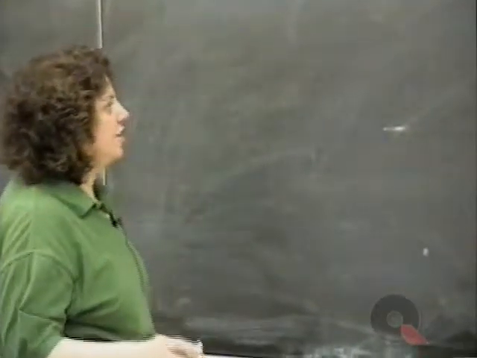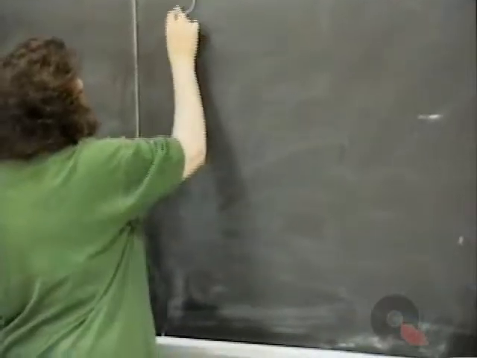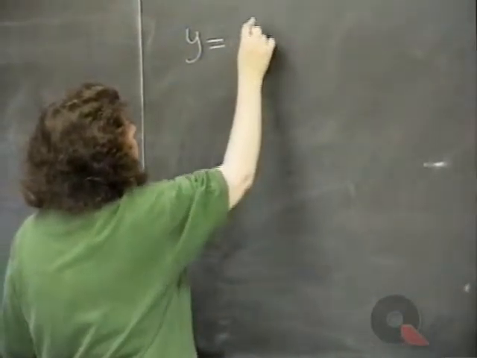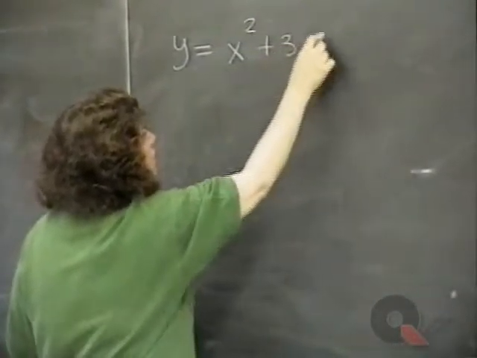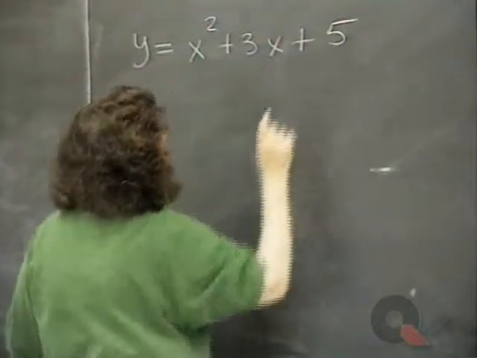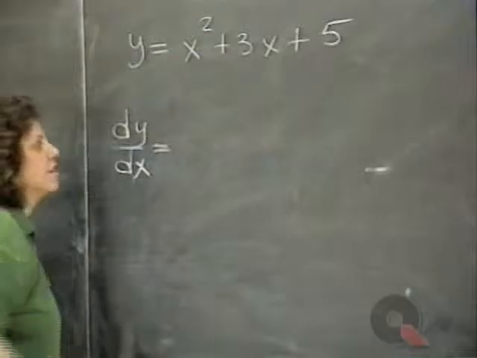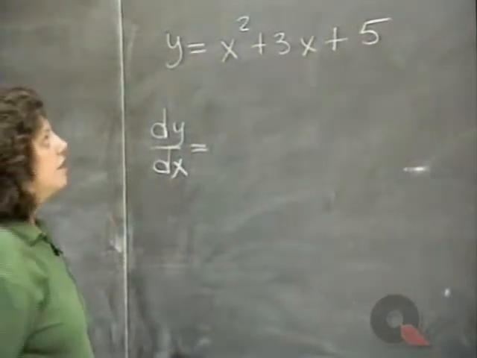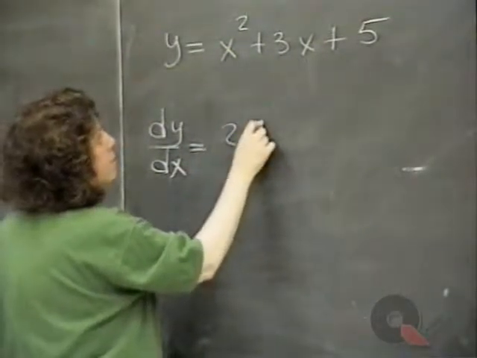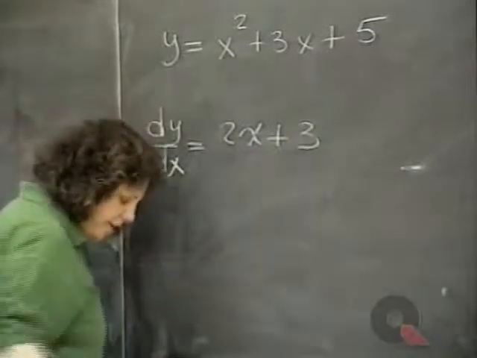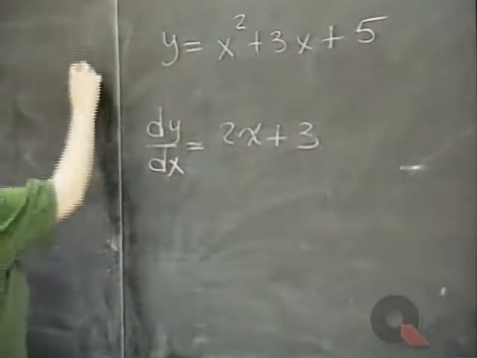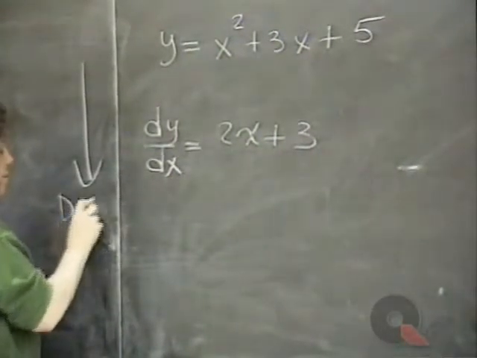In this tape, we're going to be studying anti-differentiation. If I were to tell you that y is equal to x squared plus 3x plus 5 and ask you to find the derivative of y with respect to x, dy dx, of course you would tell me the derivative of y with respect to x is 2x plus 3. This process is known as differentiation.